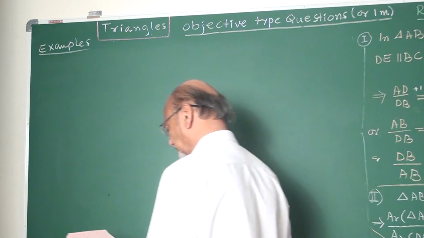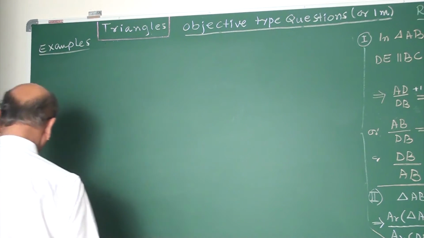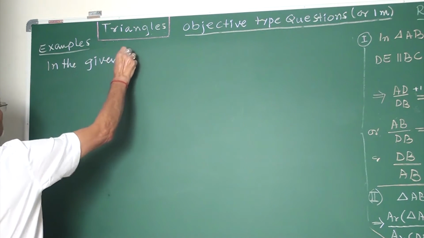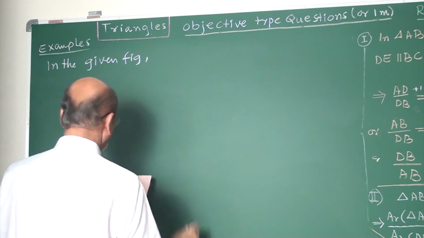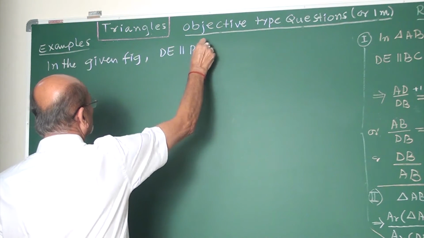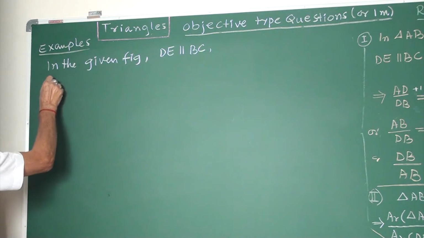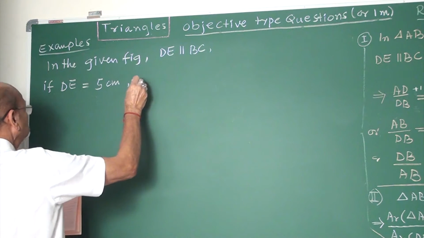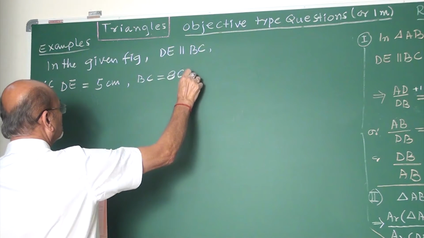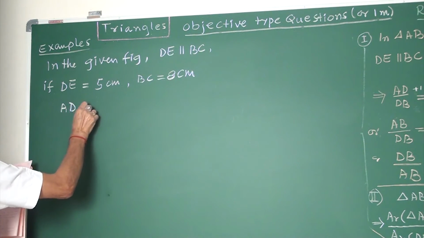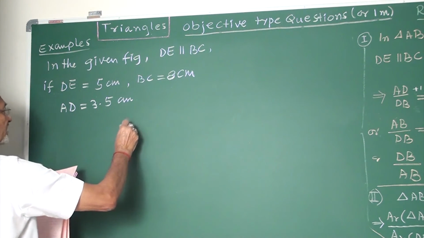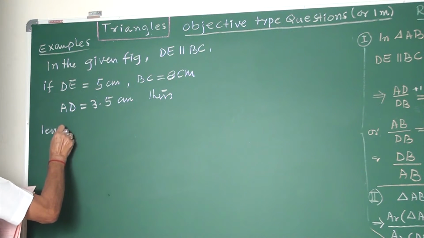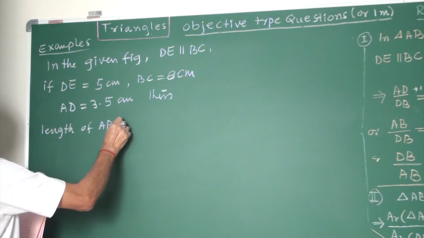Yes. The first example is: in the given figure, DE is parallel to BC. If DE equal to 5 centimeters, BC equal to 8 centimeters, AD is 3.5 centimeters, then the length of AB, side AB, equal to dash, my friend.